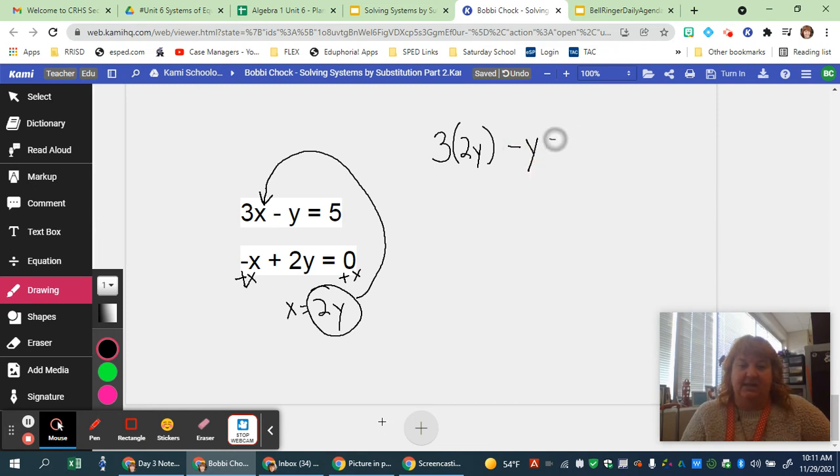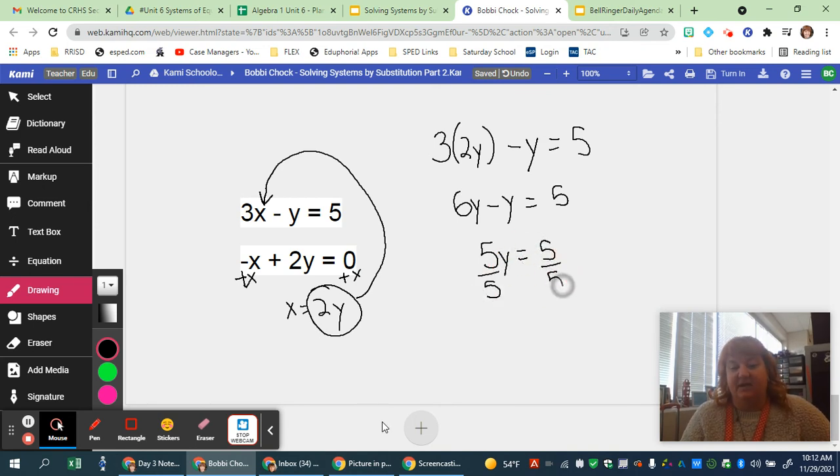Minus y equals 5. Now I have to distribute this. So it's going to be 6y minus y equals 5. 5y equals 5. Divide by 5. y equals 1.